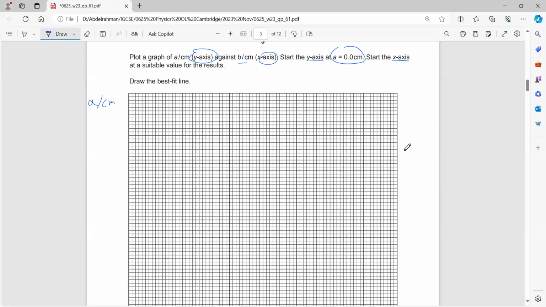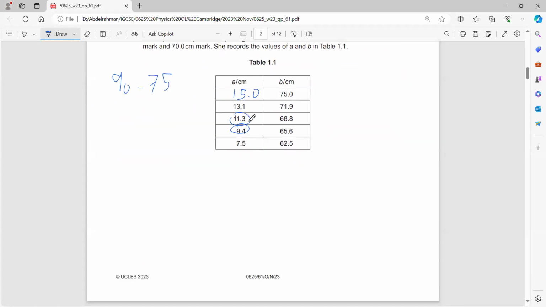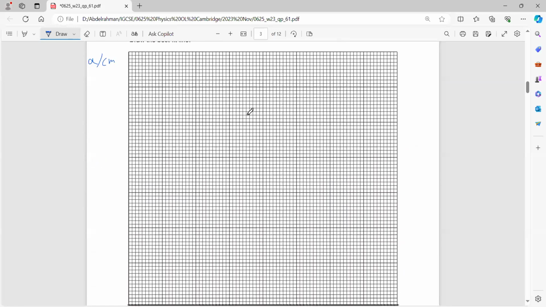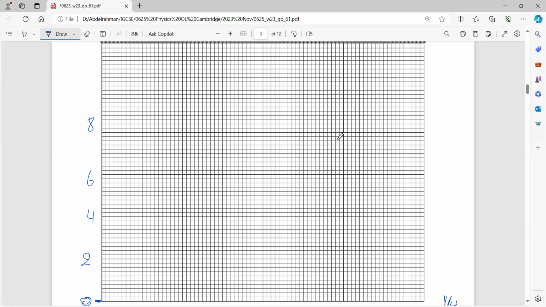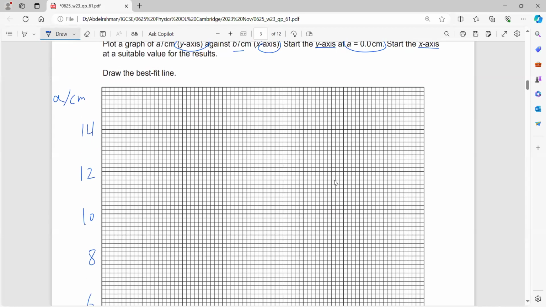Let's finish up the y-axis first. I started from 0 and let's check the A values: 7.5, 9.4, 11, up to 15. How can I scale this graph? Let's see, if I go by twos, let's try it out: 0, 2, 4, 6, 8, 10, 12, 14, 16. I don't know if it will work, but 16, yes, this one is quite suitable.